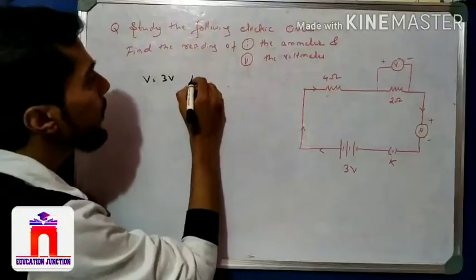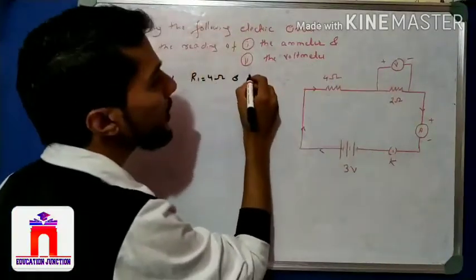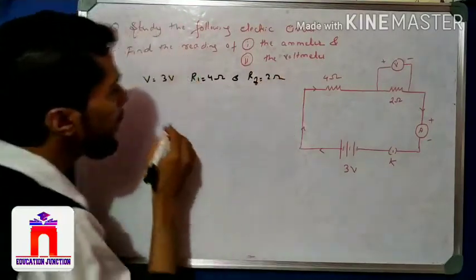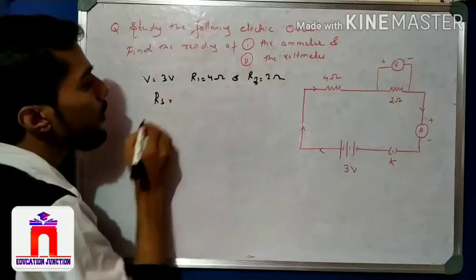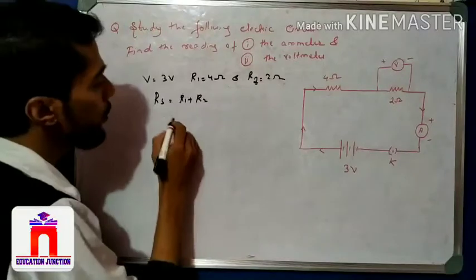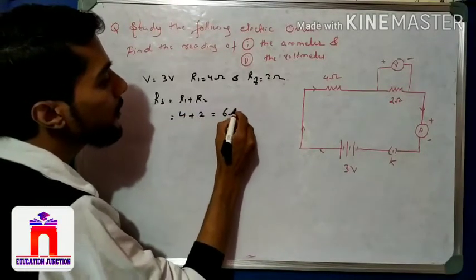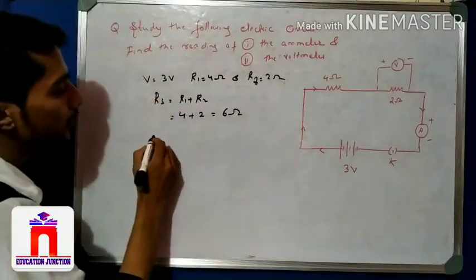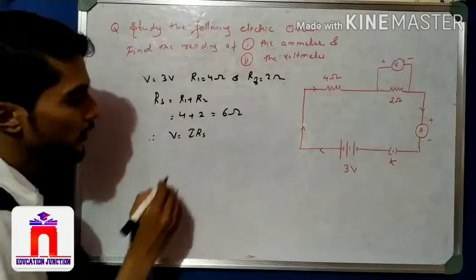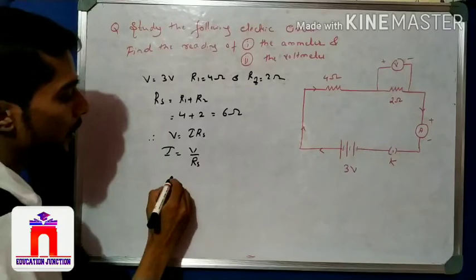Here R1 is given as 4 ohm, and it is a series end-to-end connection. The next one, R2, is given as 2 ohm. So now the total resistance Rs is equal to R1 plus R2. R1 is 4 plus R2 is 2, that is a total of 6 ohm. Therefore V is equal to IR, taking Rs for series, so I is equal to V by Rs.